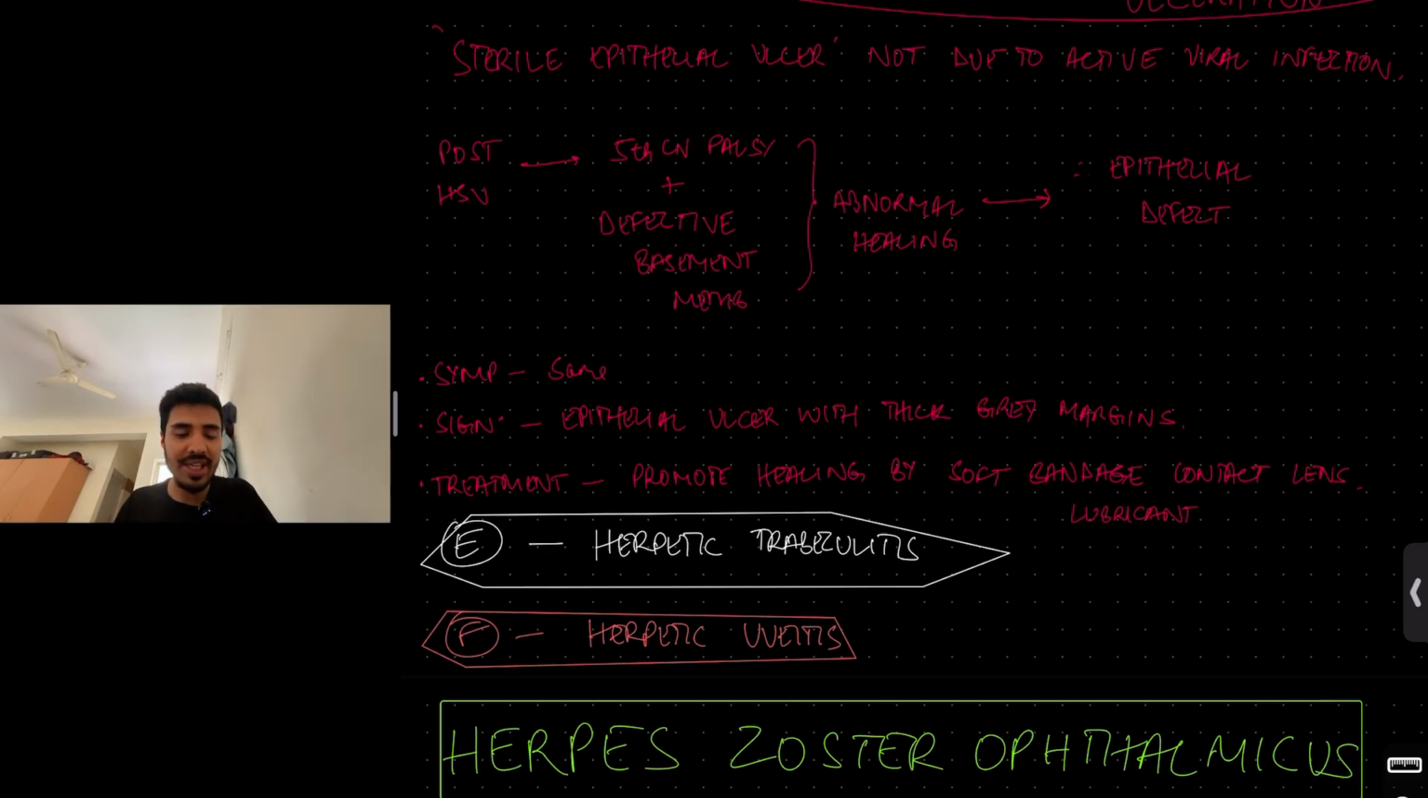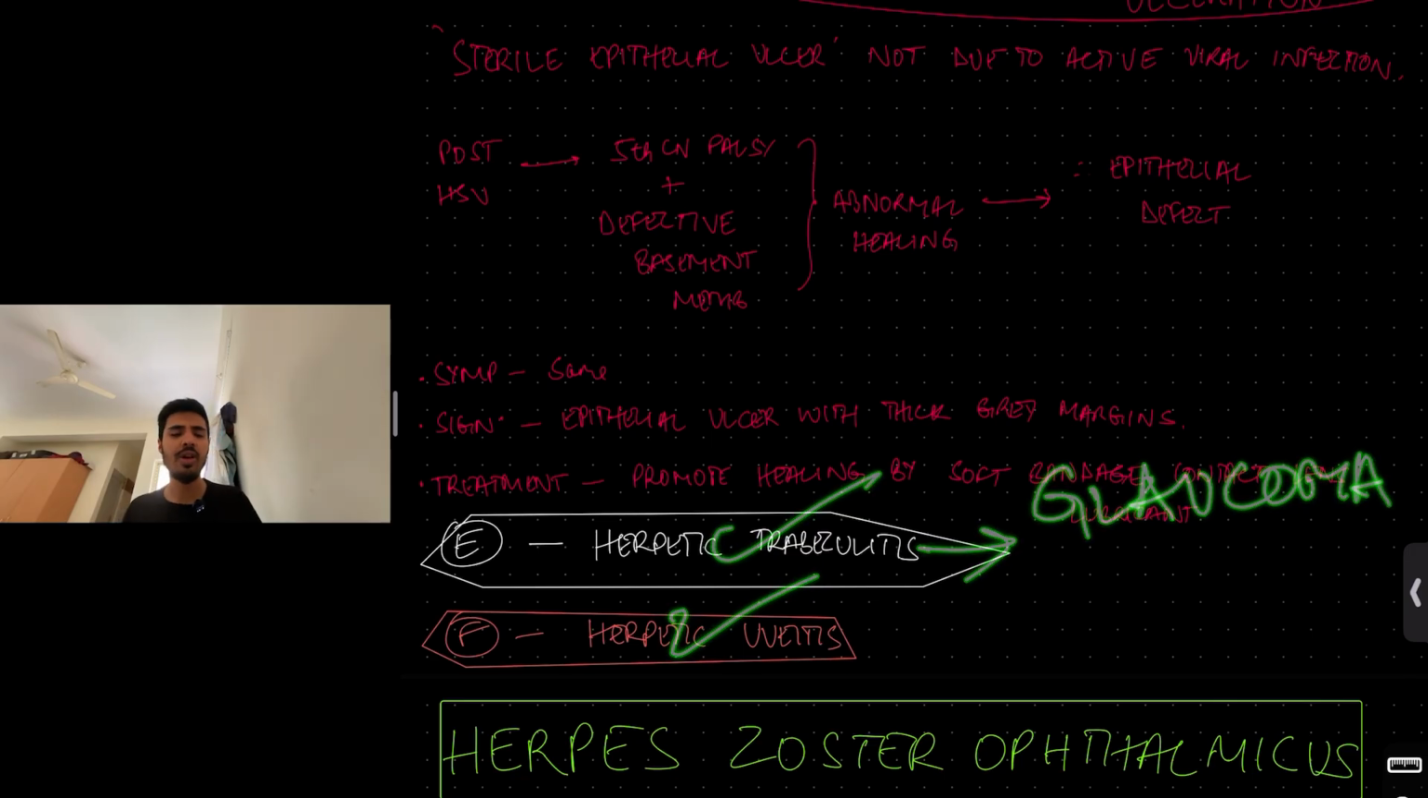So how will you treat it? You will promote healing. Abnormal healing is the reason. How will you promote healing? By soft bandage contact lens, by giving lubricant, by giving vitamin C, etc. Apart from metaherpetic keratitis, you also have herpetic uveitis and herpetic trabeculitis. Herpetic trabeculitis can lead to glaucoma.